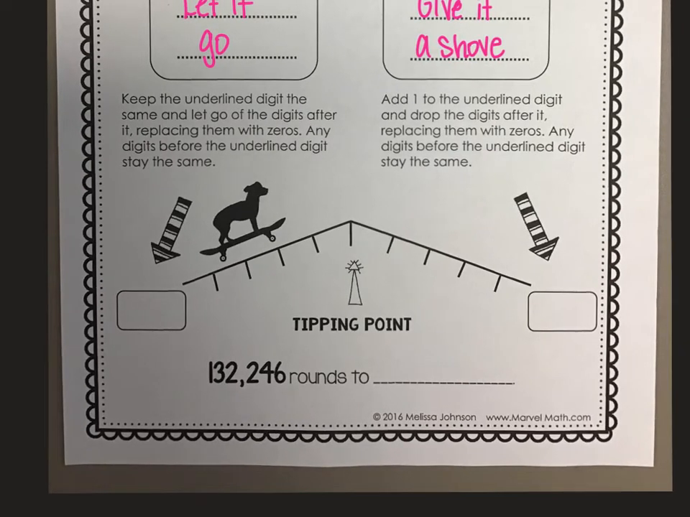132,246. Since we're rounding to the nearest 10,000, we know that this number is going to fall between 130,000 and 140,000. What would be that midpoint? What would be the midpoint? Kenny? 135. Not 35, 130,000.